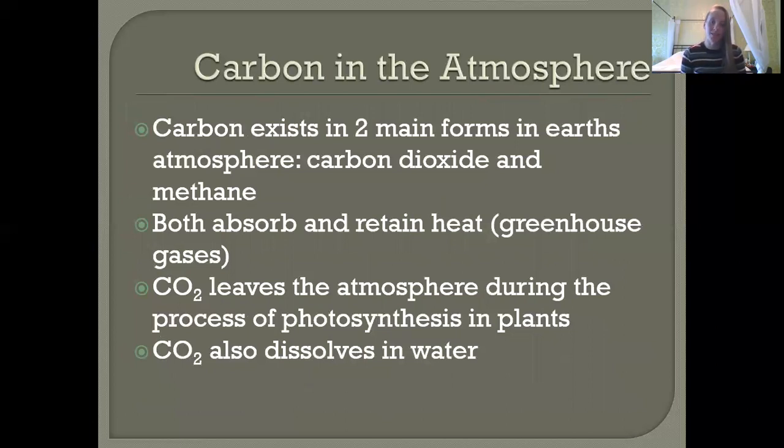So carbon in the atmosphere is found in two main forms: carbon dioxide, which is CO2, and methane, which is CH4. Now, those aren't the only two forms of carbon in the atmosphere, but they are by far the most common two. Both of them are also greenhouse gases, meaning that they absorb and retain heat that would otherwise go out into the atmosphere and then into space. Carbon dioxide can leave the atmosphere during photosynthesis in plants, so it can be brought into the plants and then used to make glucose. And carbon dioxide does also dissolve in water.